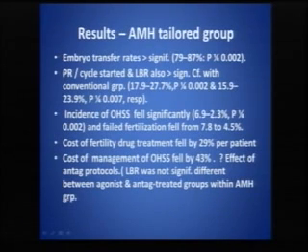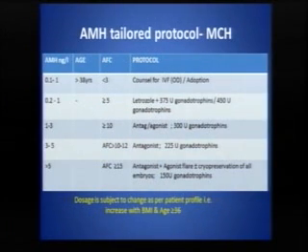And with this, what they reported was that the embryo transfer rate was significantly increased. The pregnancy rate per cycle started was also significantly increased. The OHSS incidence fell. The cost of fertility drug treatment fell. The cost of management of OHSS fell by 43%. So using AMH as a marker of ovarian response, and basing your protocols on that level, really helped to improve the effectiveness of your treatment.